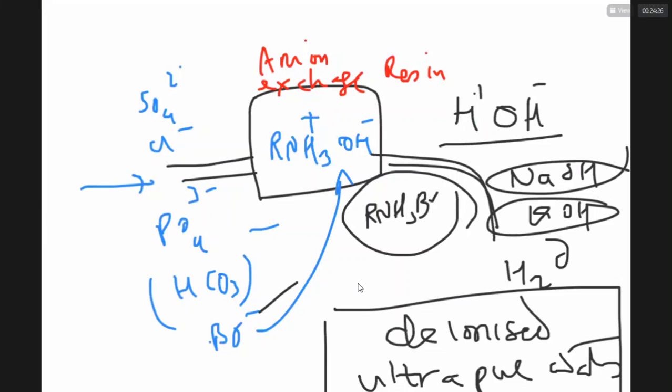Now, what is the method that gives you ultra pure, very best water? Ion exchange resin method, in which case you are getting deionized water. The problem with this is it is expensive and it requires skill.